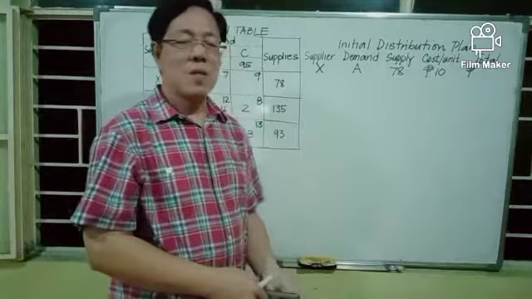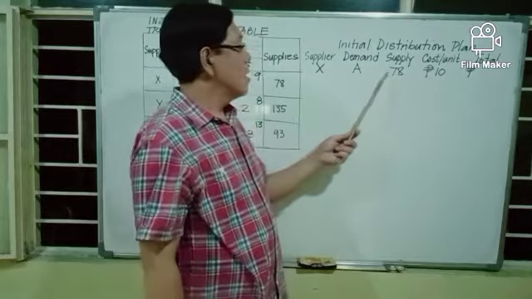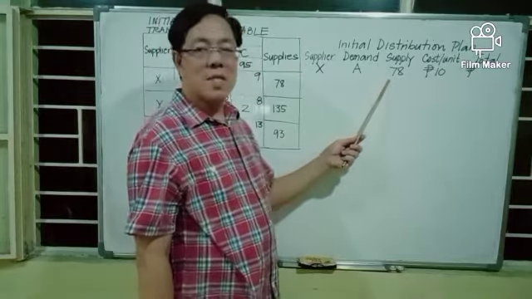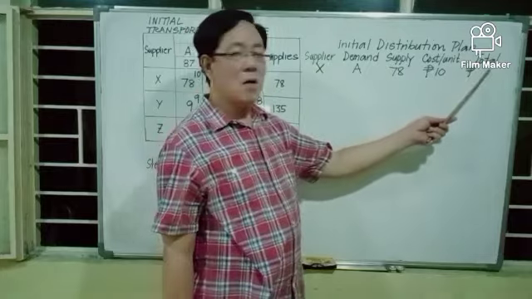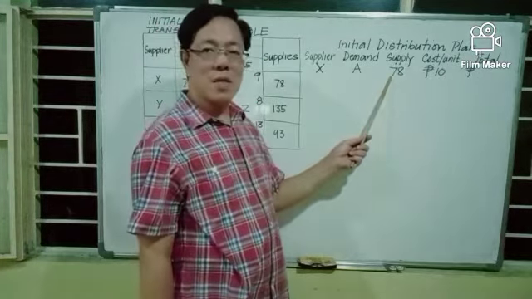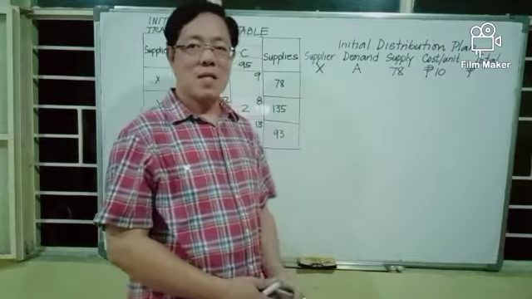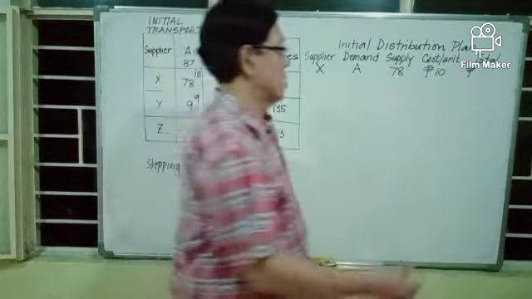Now, if the transportation cost per unit is 10 pesos, and you will supply 78 units, the total cost of transportation for 78 units is 78 multiplied by 10. That's 780 pesos.